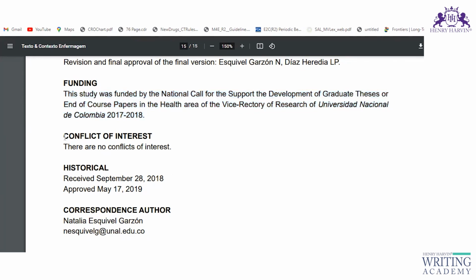Then conflict of interest. So if there is any conflict of interest, then you can mention, and how those conflicts of interest are resolved, that you can mention. Conflict of interest can be between the authors, it can be between the authors and the funders, okay? Or if there is a reviewer or some other person, then in that case it can be between the authors and the reviewers, okay? So like this you have to write.